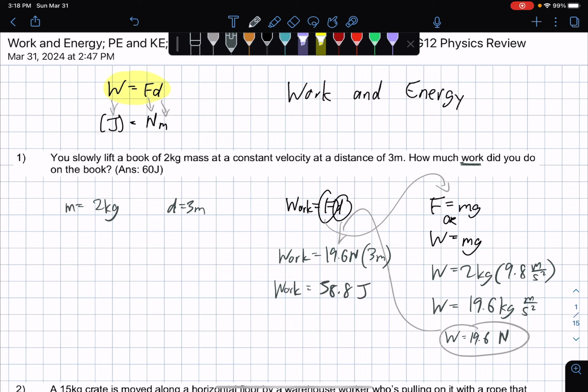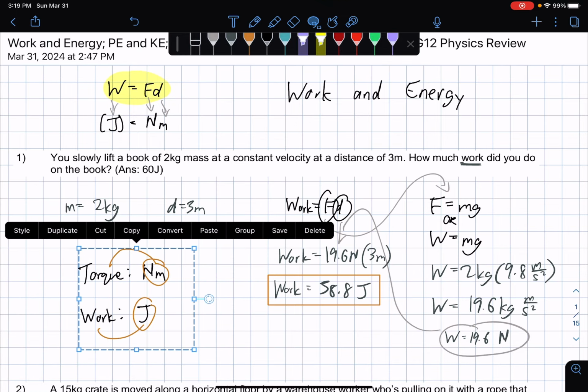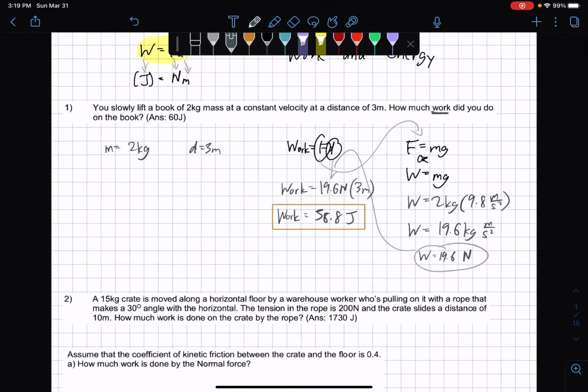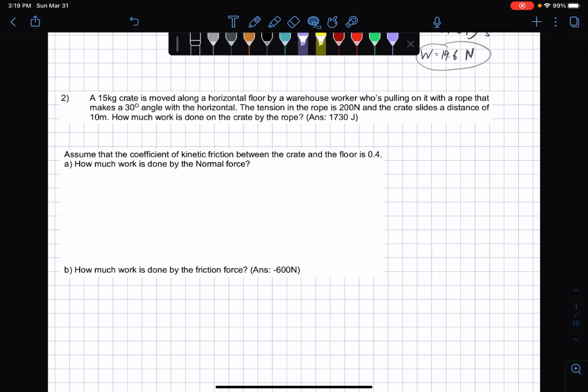If I remember correctly, based on what my teacher said, torque uses the unit newton meters, and work uses the unit joules. Although theoretically they're the same, you just associate newton meters with torque and joules with work. That's just how things are for a reason, which I'm not really sure about. But yes, let's go with number 2.